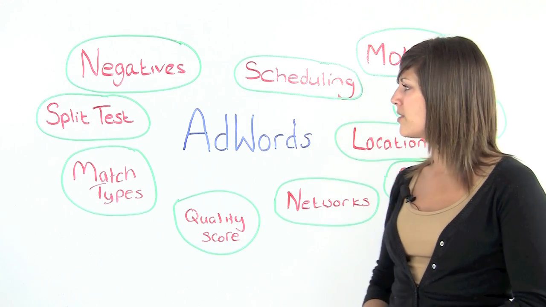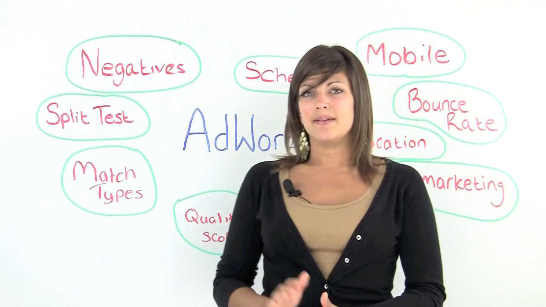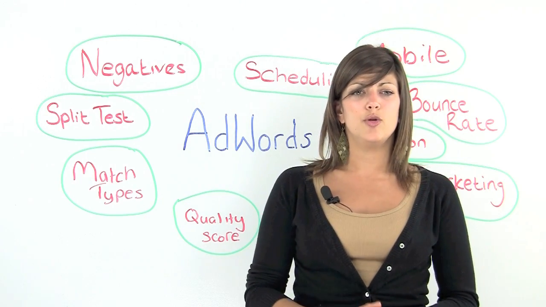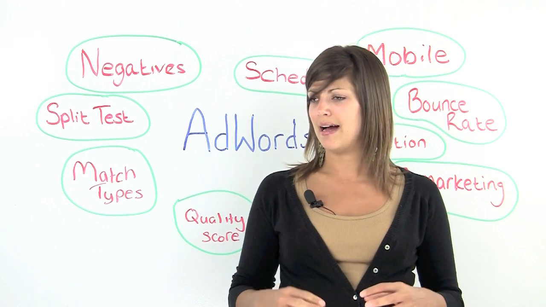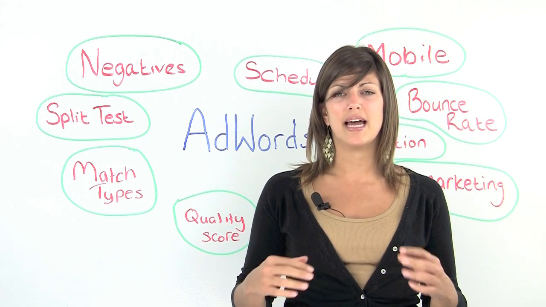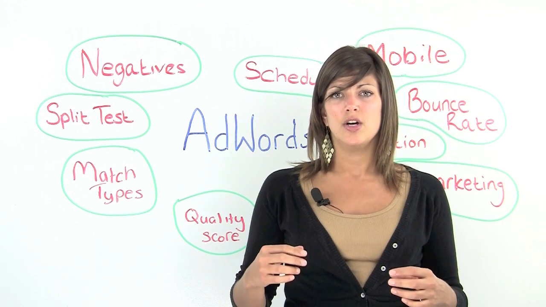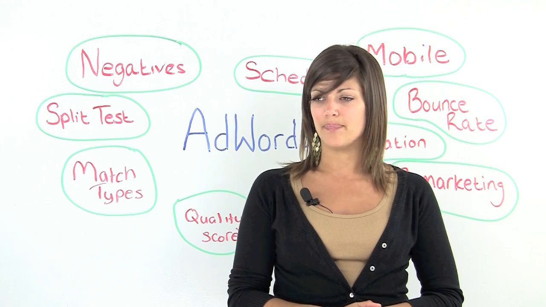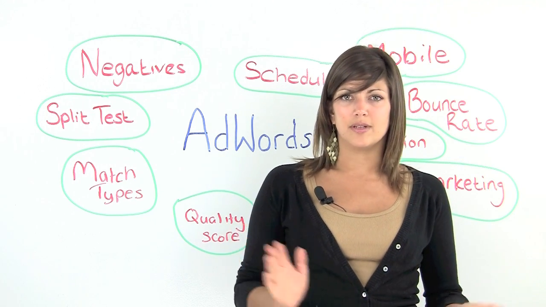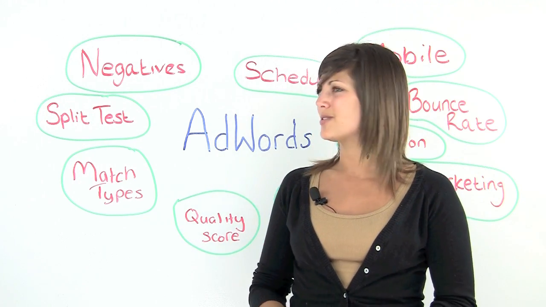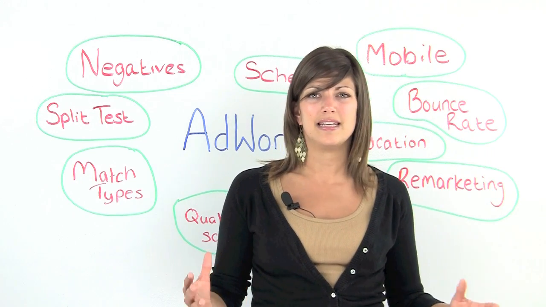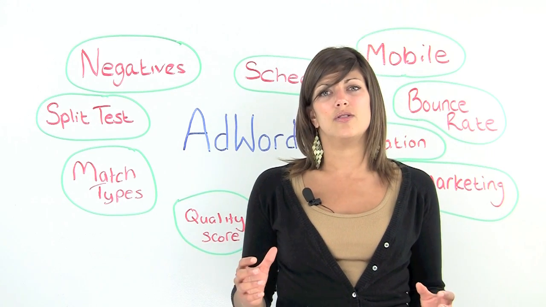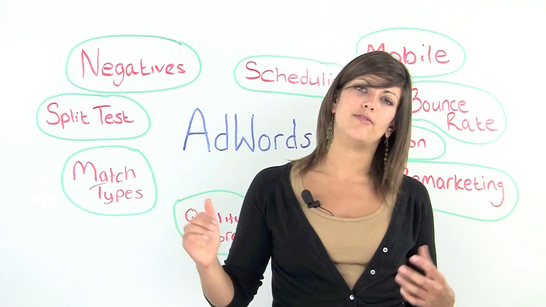Split testing. AdWords introduced a new rule a couple of months ago about how they were going to automatically start rotating ads after 30 days to show the most optimized ad. This has caused uproar within the PPC community, because something that we all live and breathe is split testing ad text to make sure that you're actually showing the best possible ad for your users.